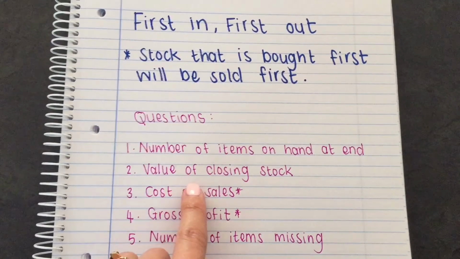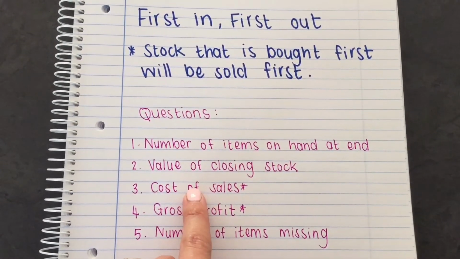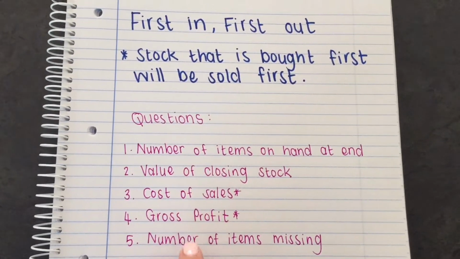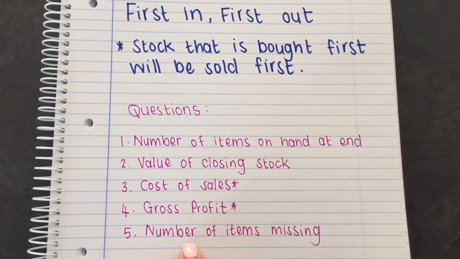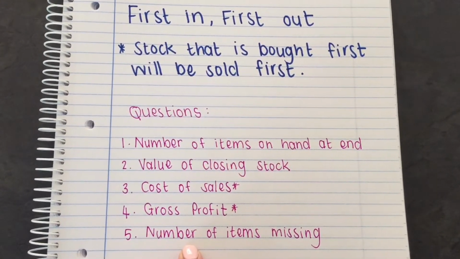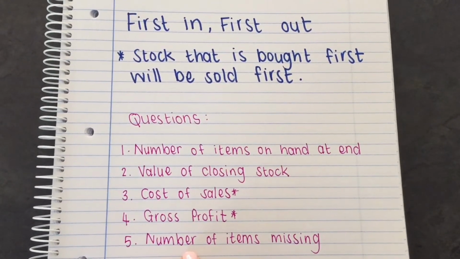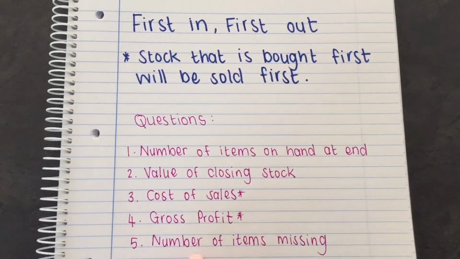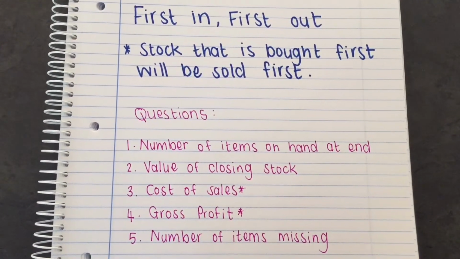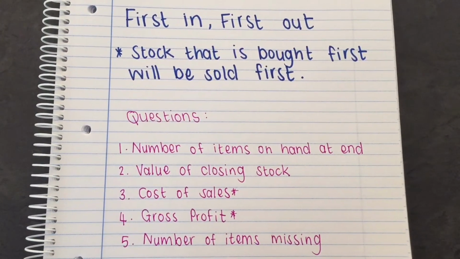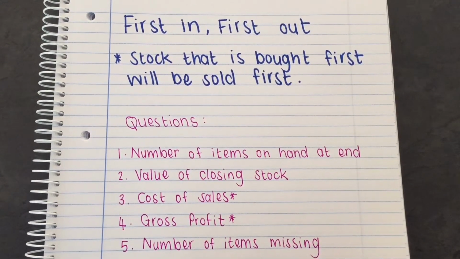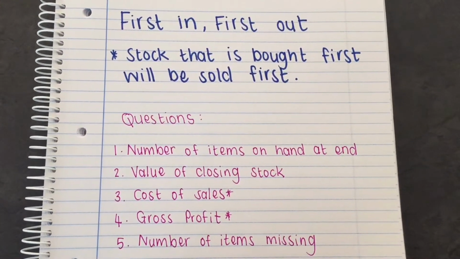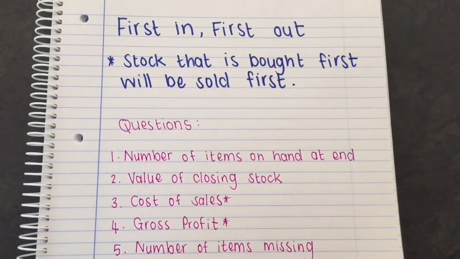Over here comes another section that we'll deal with later, and then we need to be able to calculate the number of items missing, if any. They'll always ask you that as a question if they want you to work it out. So firstly, we are going to focus on number 1 and 2, where you need to calculate the number of items on hand at the end of a month and then put a value to that number.